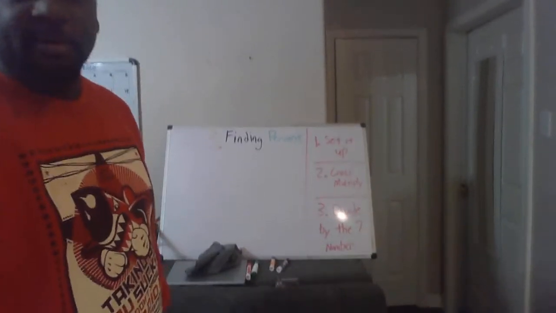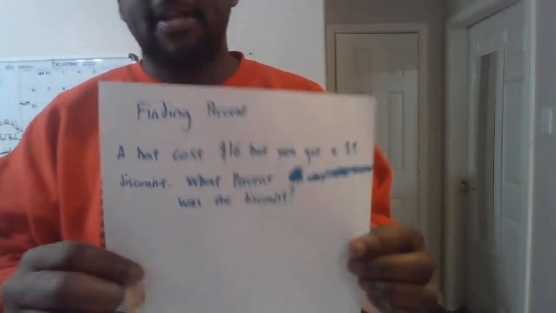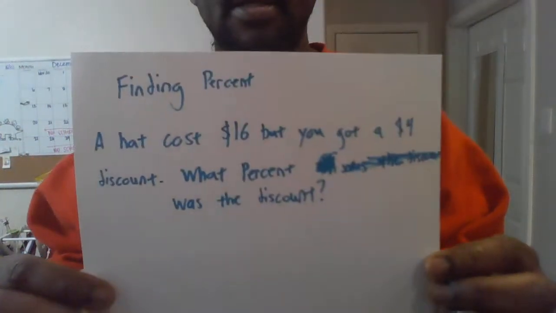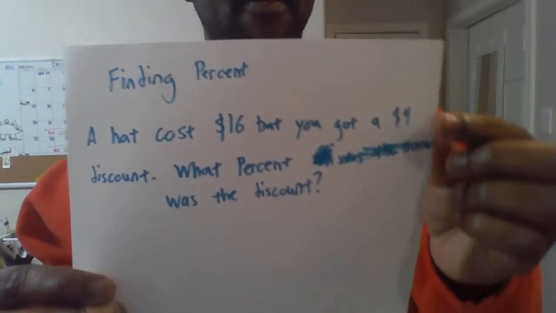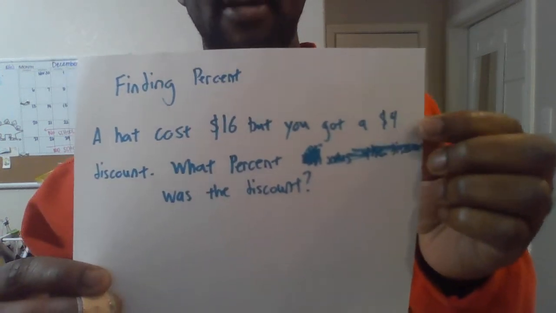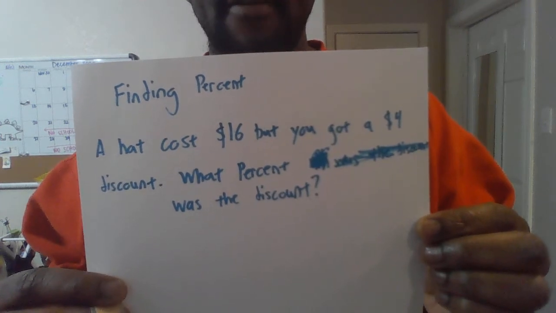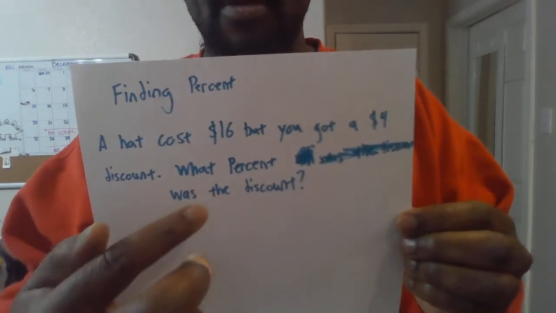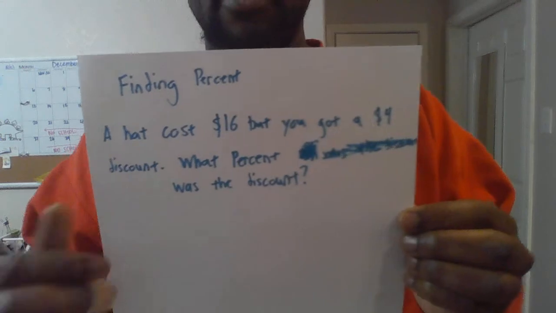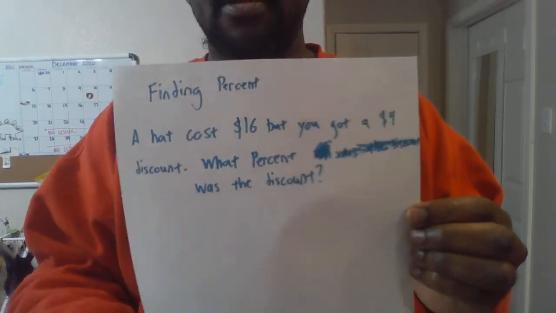All right, y'all. The last part on here is called finding the percent. Here's the question for finding the percent. Same thing as always, you guys. This is supposed to be a 4 in case you can't see that. That's a $4. A hat costs $16. You got a $4 discount. What percent was the discount is the question it's asking us here.